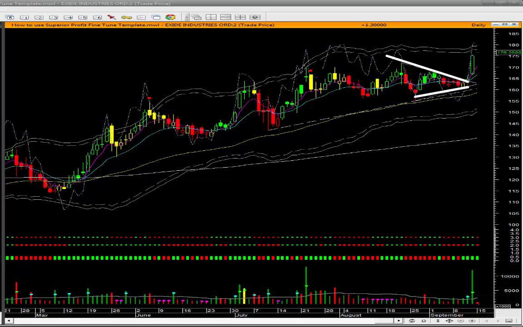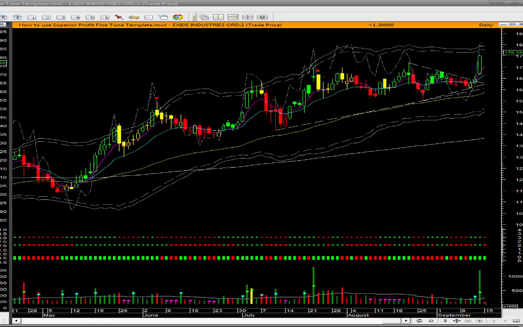It broke out of triangles formed by automatically drawn memory lines. Movement was green, again a bullish sign. Relative performance tilted up, showing the stock was outperforming broad market. On daily Hopon, all signals were bullish.